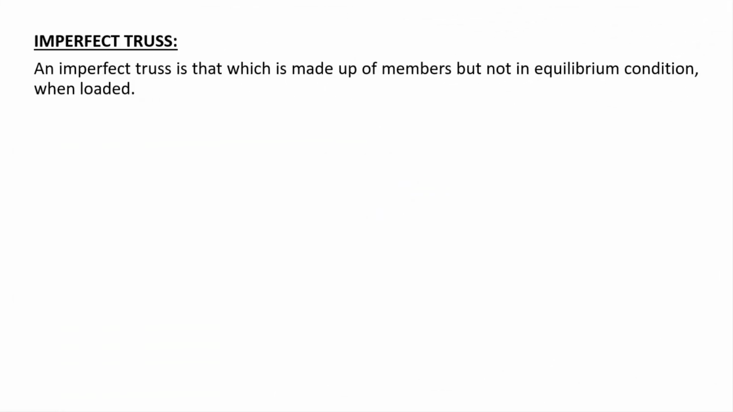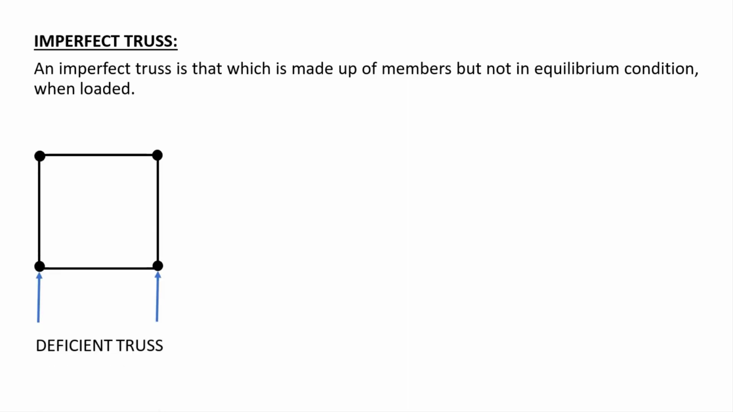Imperfect truss. An imperfect truss is one which is made up of members but is not in equilibrium when loaded. Upon loading, if a truss collapses or becomes statically indeterminate, then we can say that the given truss is imperfect. Here is an example of an imperfect truss, which is a deficient truss, which means that upon loading, this truss will collapse. Now, how can we say whether the given truss is a deficient truss or not?